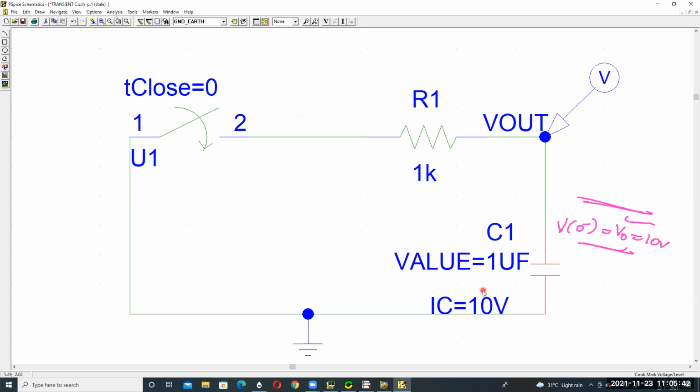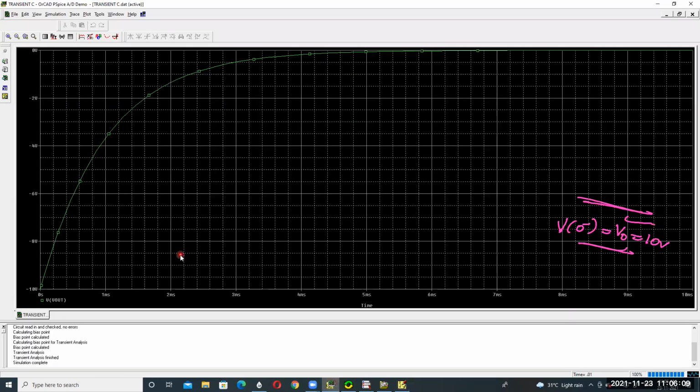That means before the switching action there is some amount of voltage across the capacitor; that is the initial condition. The energy initially stored in the capacitor is 50 microjoules, as I already explained. Then this voltage across the capacitor discharges over 5 time constants. Simulate this and you will get this type of response.